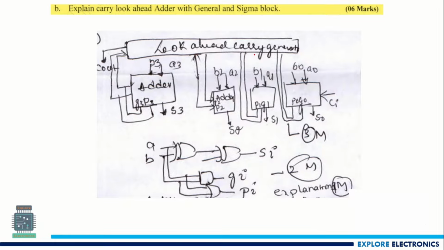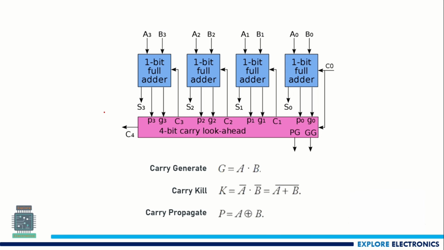Then the next question: explain carry look ahead adder with generate and propagate blocks. I will show you in detail. This is the carry look ahead adder block diagram. This will take A0 B0 into one full adder, A1 B1 into another full adder, and A2 B2, A3 B3 separately. This is a 4-bit carry look ahead adder, and there is a carry look ahead block.